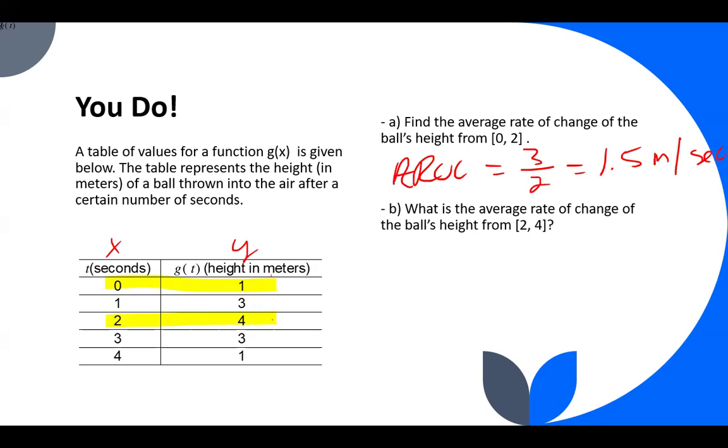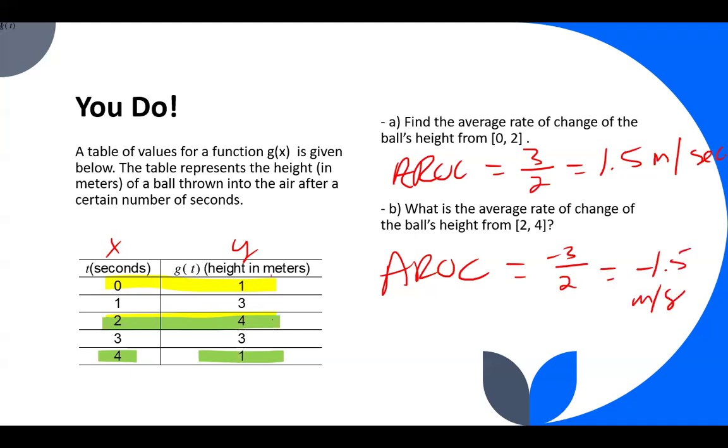Next is now from 2 to 4. So from 2 to 4, my beginning is now 2 and my ending is 4. What does it appear that this ball is doing? It's coming back down, right? So if I know it's coming back down, logically I know it's going to be what? Negative. So I'm going down this time. So 1 minus 4 is -3. I am now still over an interval of 2, but now it's -1.5 meters per second because it's coming back down. Okay. That is average rate of change, guys.